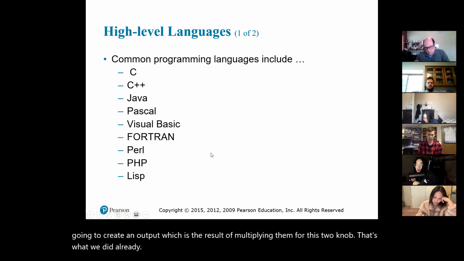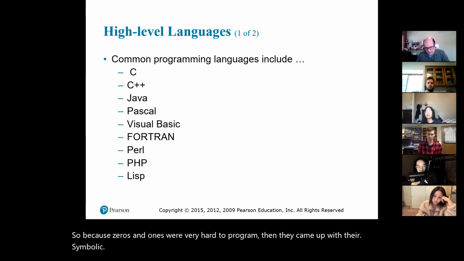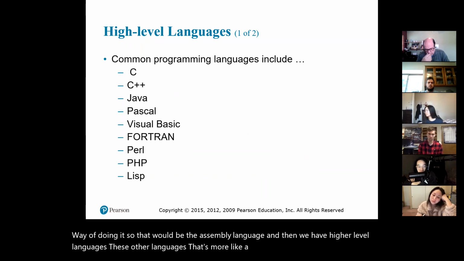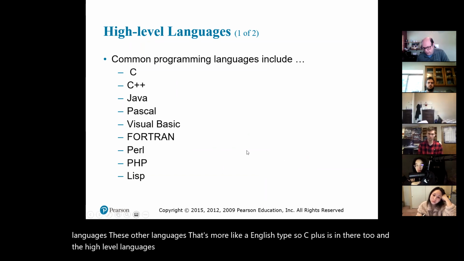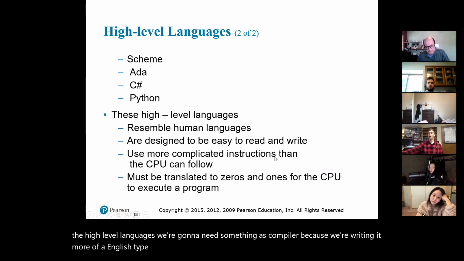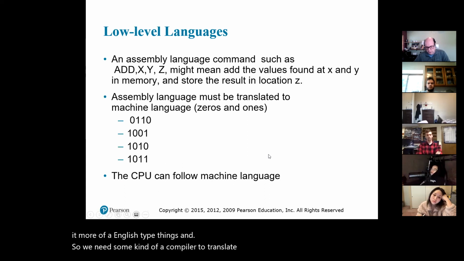Because zeros and ones were very hard to program, they came up with a symbolic way of doing it. That would be the assembly language. And then we have higher level languages. These are the languages that are more like English type. C++ is in there too. And for the high level languages, we're going to need something called a compiler, because we're writing in more of an English type. So we need some kind of compiler to translate those things to zeros and ones.